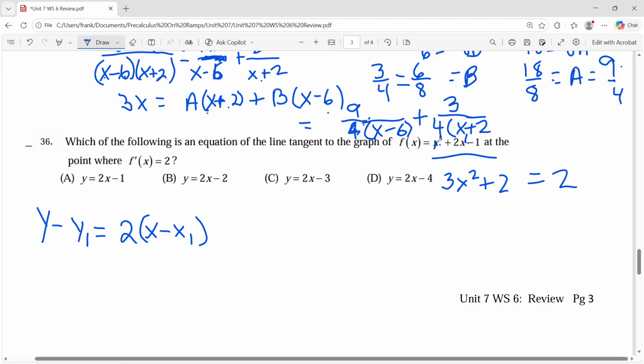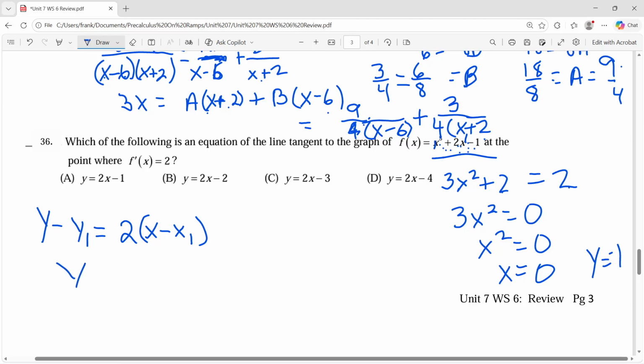So now I can solve for x. 3x squared equals 2 minus 2, which is 0. x squared equals 0 divided by 3, which is 0. x equals the square root of 0, which is 0. So now I know x is 0. Let me plug that into the equation and figure out what y is. Remember, the equation is x cubed plus 2x minus 1. 0 cubed plus 2 times 0 minus 1. When x is 0, y equals minus 1. And now I've got everything I need to find the equation of the line.